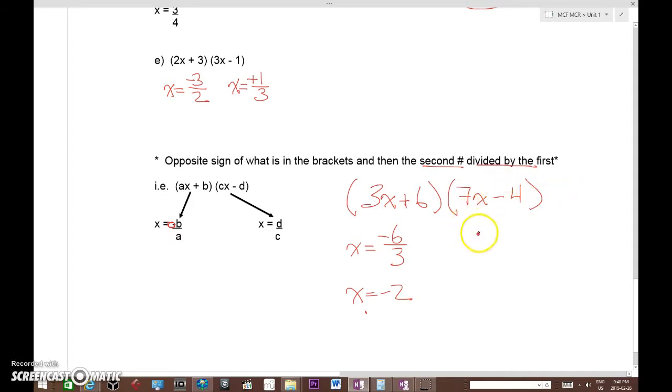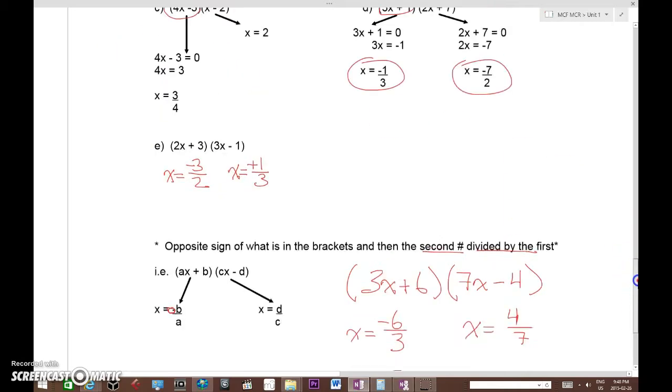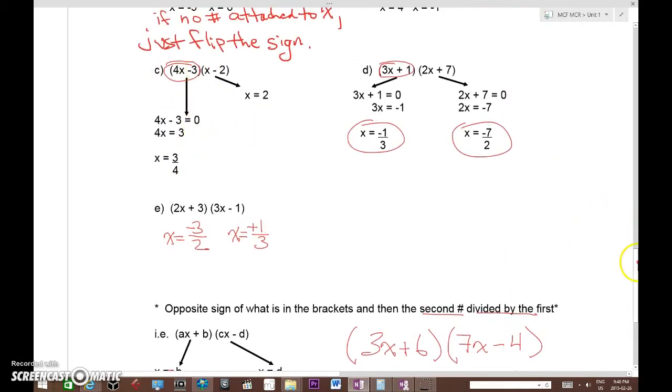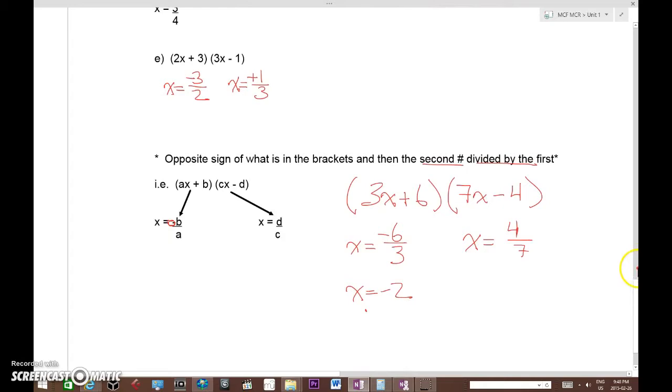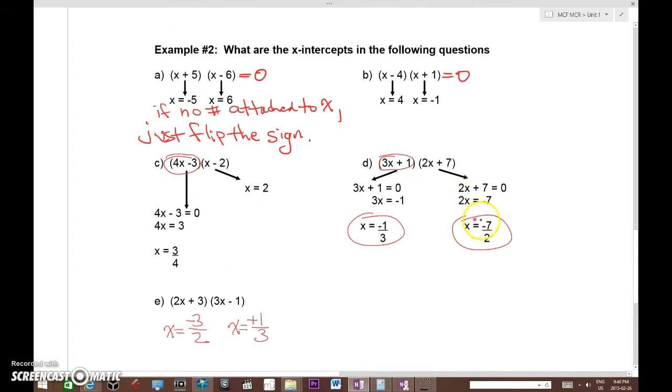And so we move this over, and x equals +4, because it was negative on this side, divided by 7. And that's it, we're done. So we don't need to show all of this algebra every time when we're solving. And that's it. So that's it, guys.